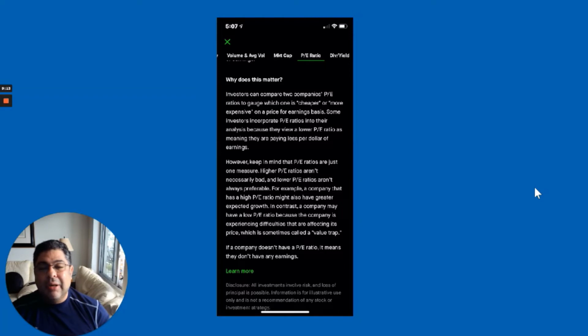Think of it like when you're buying a house. If you want to know if the price of the house is good or not, you would compare it versus other similar houses that have been sold or bought in the past.